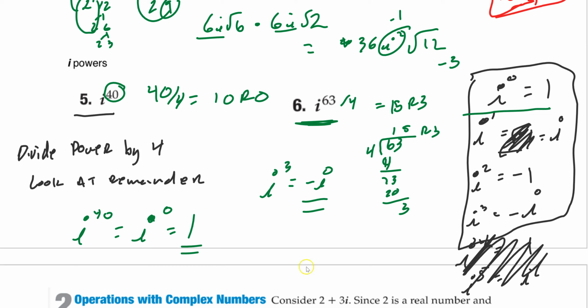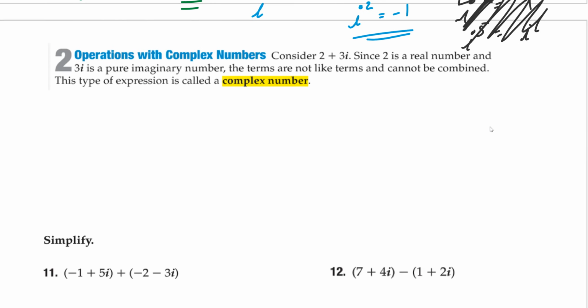So, one last example. Let's keep it smaller this time. We'll go 16, 18. 16 is too easy. i to the 18. Divide that by 4. That's going to be 4 remainder 2. So this is the same as just saying i squared, which is negative 1. So that's how you do i to any power. Since there's only 4 options, you just divide it by 4 and then see which one it is.